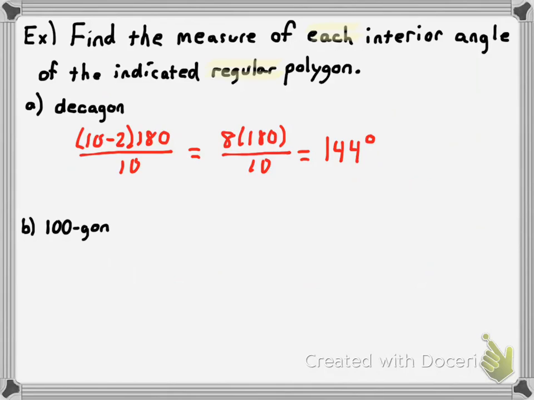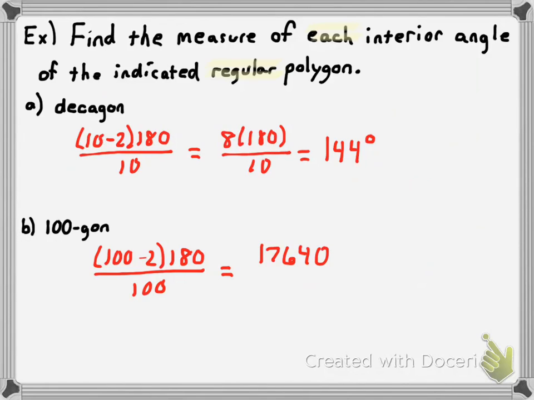Go ahead and figure out what the measure of each interior angle of a regular 100-gon would be. So you're doing 100 minus 2 times 180. That's 98 times 180, which is 17,640 degrees. And we have 100 of those angles. So that's going to give you 176.4 degrees as the measure of each interior angle of a regular 100-gon.